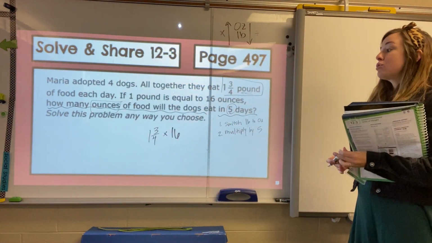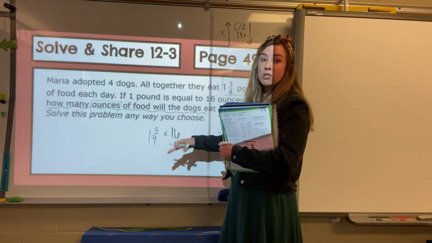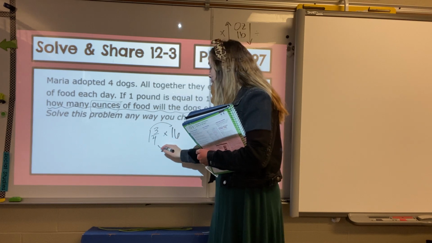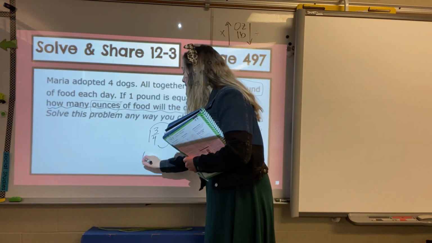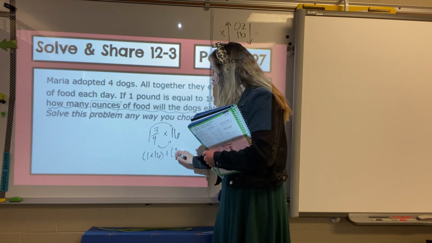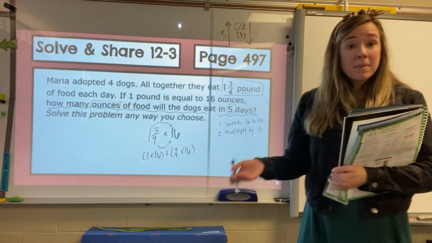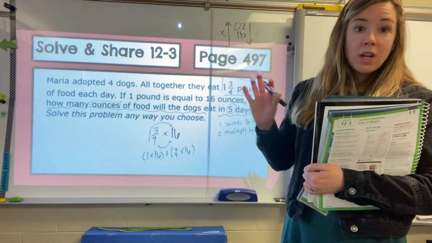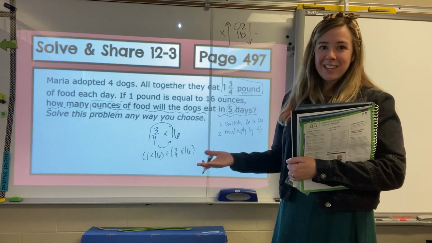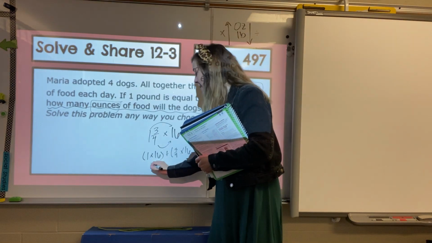Now, we have 2 different ways that we can tackle this. We can make this an improper fraction, multiply across, and then solve at the end. Or we can break it up, and I can do my 1 times 16, and then my 3/4 times 16, and then add them together. Now, sometimes I just do the improper fraction, divide through, make it work, but if I'm multiplying by 1, I know that's a really easy thing for me to do quickly in my head, and that's why I picked this method this time.